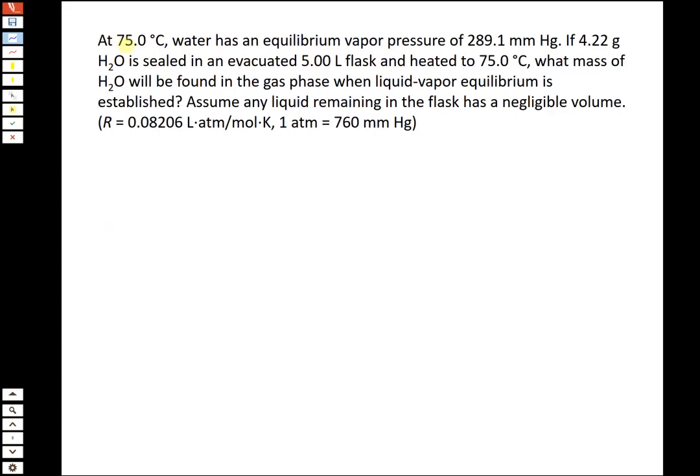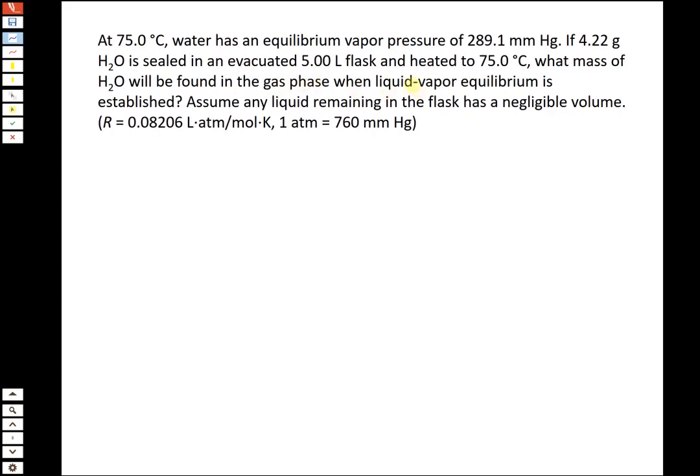So we have a 75 degrees Celsius sample of water, and we know the equilibrium vapor pressure is 289.1. So that means when you have water at 75 degrees Celsius, if it's in a closed container, the water is going to evaporate until it gets to a pressure of this value here. So if we put 4.22 grams of water in a 5-liter flask and heat it to 75 Celsius, what mass of water will be found in the gas phase when the liquid-vapor equilibrium is established?